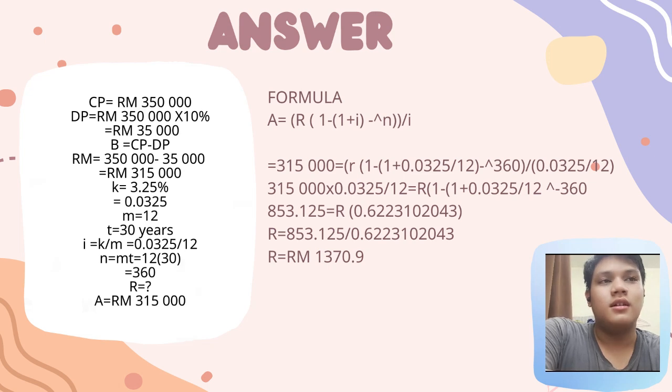It will be 853.125 equal to R bracket 0.6223102043 brackets. So R equals 853.125 per 0.6223102043, and the last answer for R is RM 1,370.9. So that's the last answer.